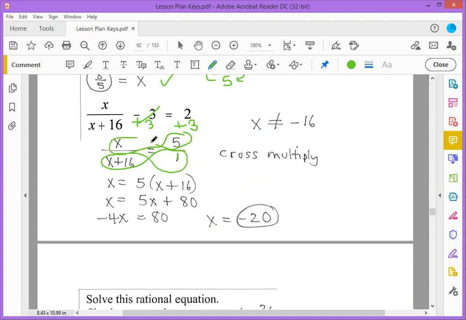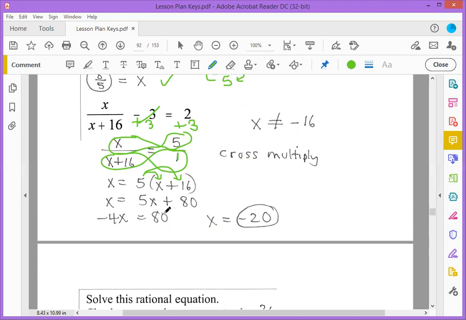We write that 5 as a fraction by putting 5 over 1, and then we're going to cross multiply. So we multiply 1 times x, that gives us x. Carry down your equal sign, and then the opposite product, 5 times x plus 16. We keep the x plus 16 in parentheses so we'll remember to distribute that 5. On the right side of this equation, 5 times x gives us 5x, and 5 times 16 gives us 80.